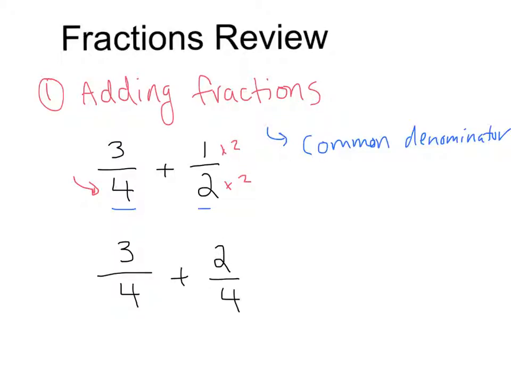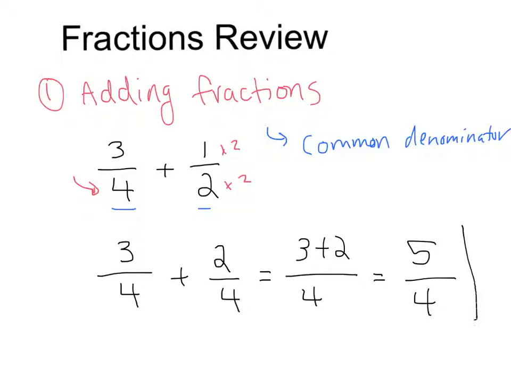Now, my last step is to just add the numerators together. 3 plus 2 equals 5, and I keep the denominator the same. I make sure it's simplified. It's okay if it's an improper fraction, and my answer is 5/4.